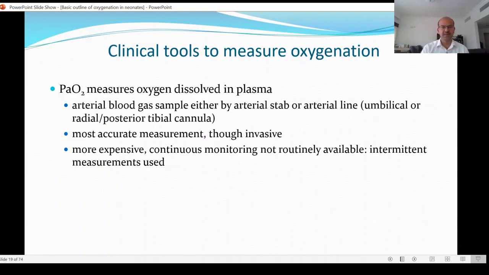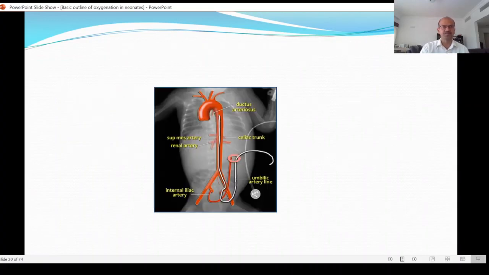So it is invasive and it's also more expensive. Continuous monitoring is not routinely available, and intermittent measurements are used. So even though there is an option to connect your UAC or other arterial lines to a continuous transducer, most of us use intermittent blood gas measurements through the samples taken.